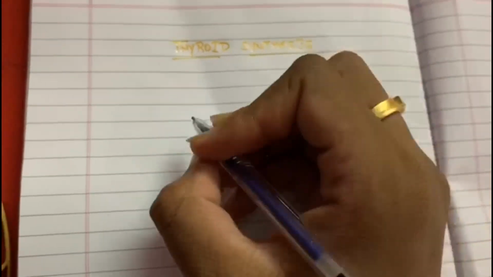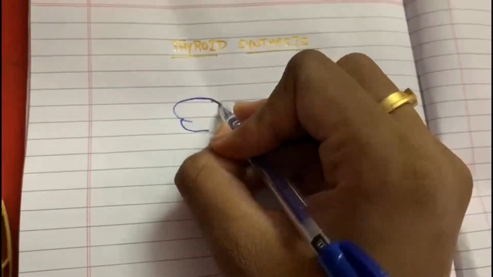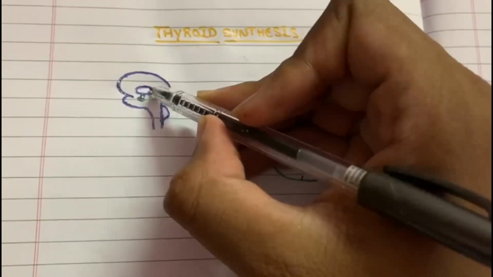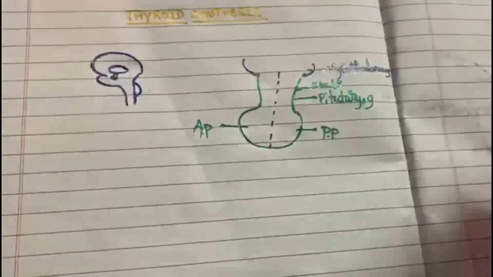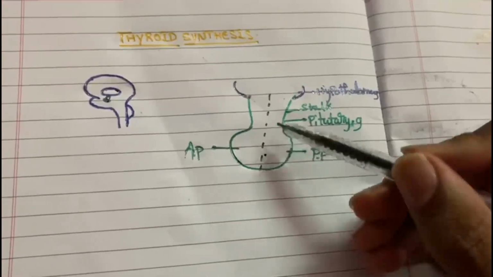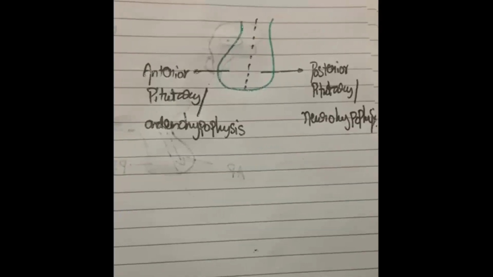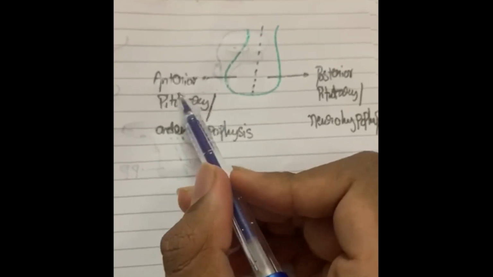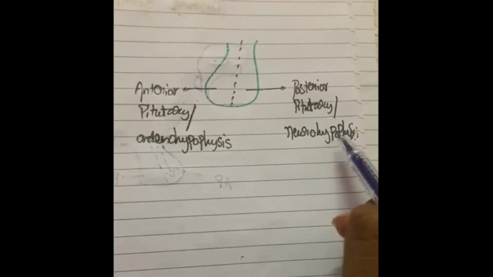So, let's start from the brain. There are two structures known as hypothalamus and the pituitary in the center of the brain. The pituitary is connected to hypothalamus through stalk. It consists of two parts. The anterior part known as the anterior pituitary or the adenohypophysis. The posterior part known as posterior pituitary or the neurohypophysis.